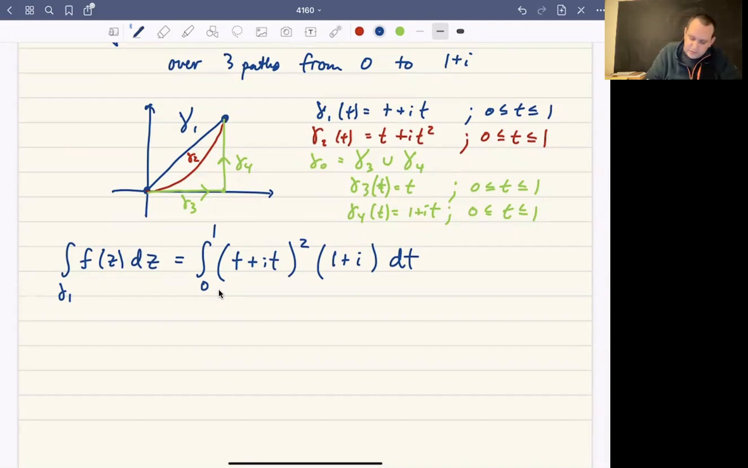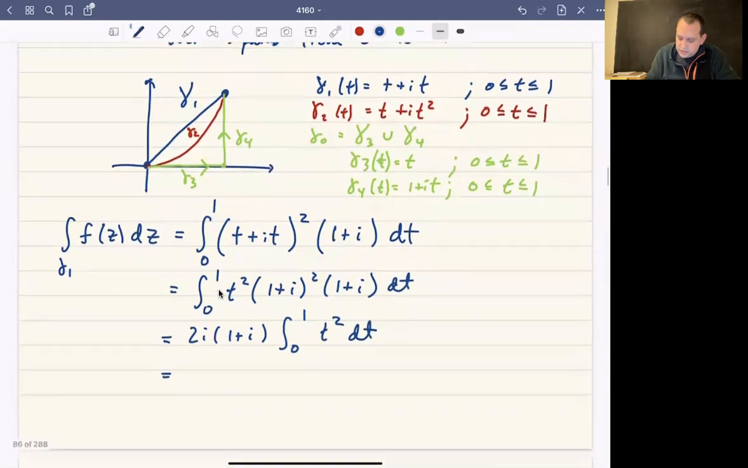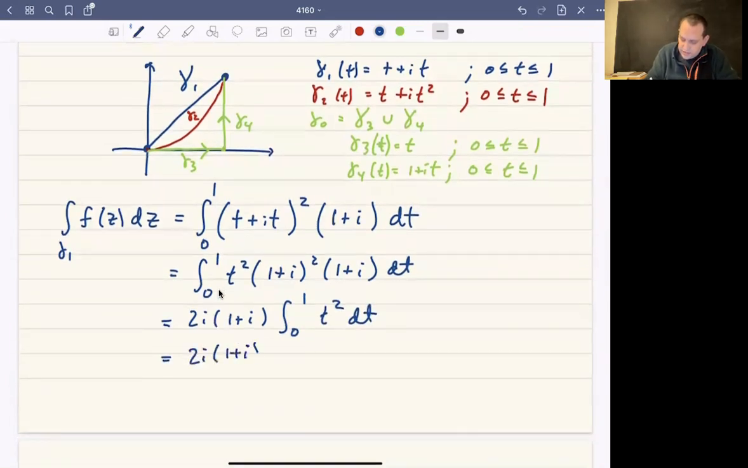So it turns out, if you square this, what's going to happen? We're going to get the integral from 0 to 1. Here's one way that we could do this. This is going to be t squared times (1 plus i) squared times (1 plus i), because we factored out the t from the beginning. And I know that (1 plus i) squared is 2i. So this is going to be 2i times (1 plus i), whatever that is, times the integral of t squared from 0 to 1, which is 1/3. So this is going to be 2i times (1 plus i) times 1/3.